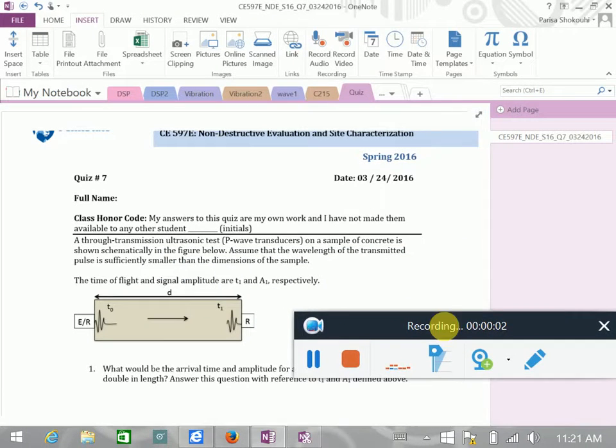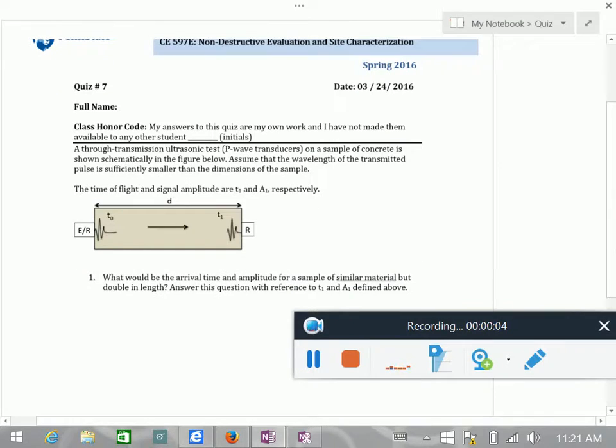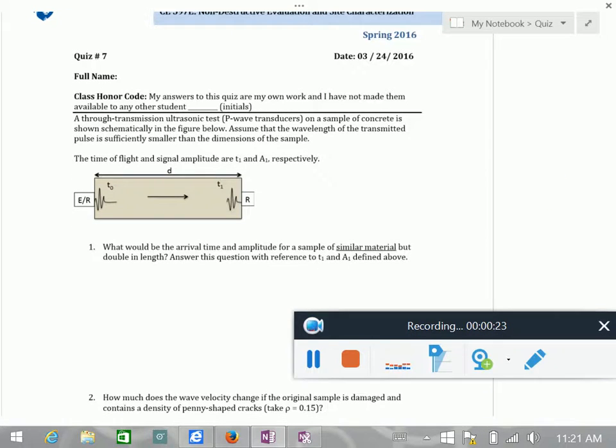Okay. So what did we talk about last time? We started talking about how we can use the knowledge that you learned about wave propagation and resonance in non-destructive evaluation. So just to review the things we talked about, let's look at this quiz that we just did.